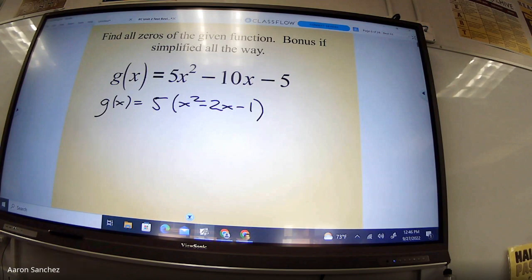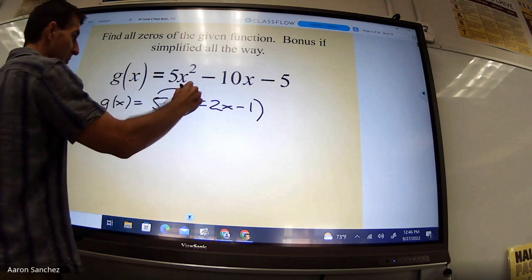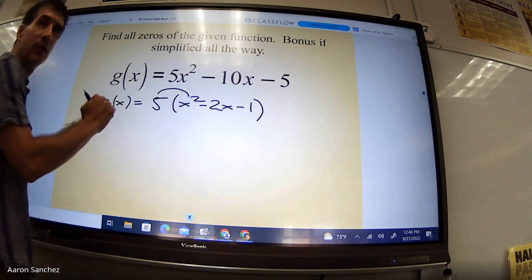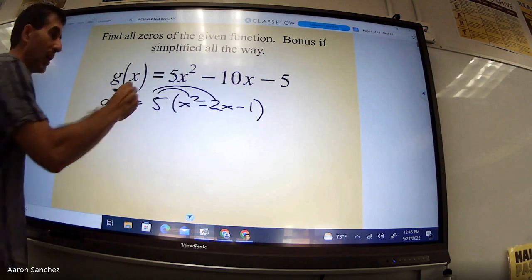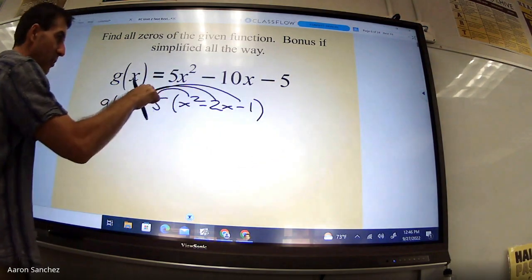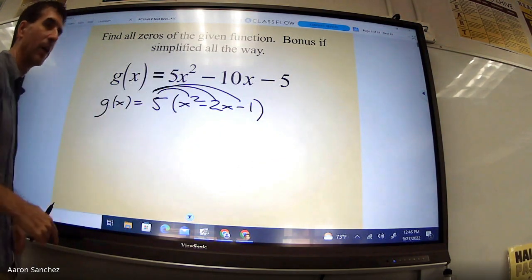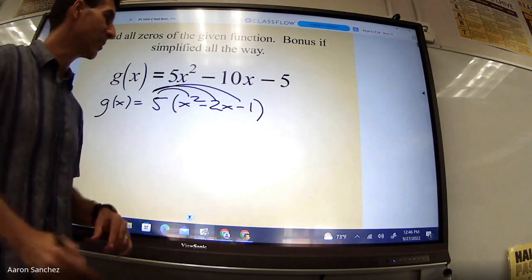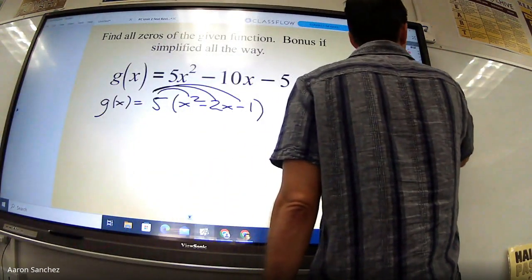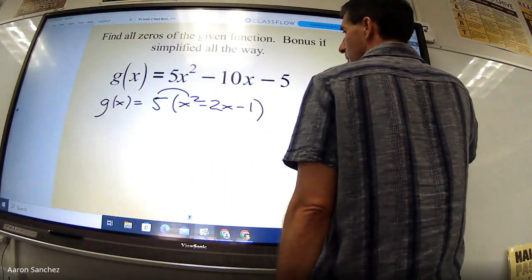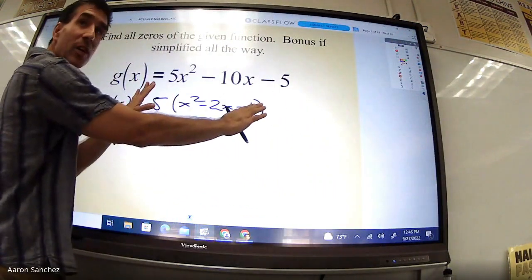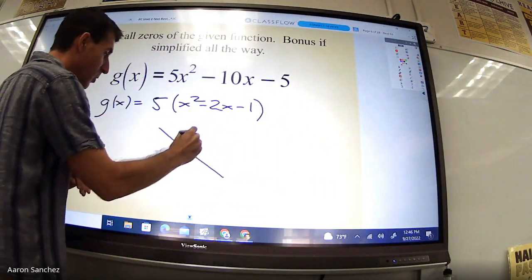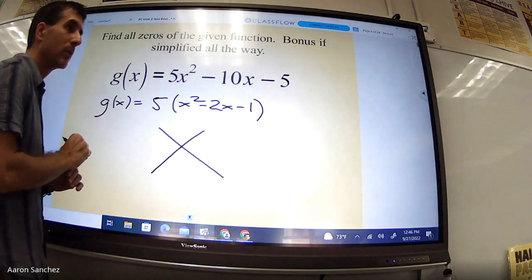Okay, if I multiplied this and I said 5 times x, is it 5x squared? Yes. If I said 5 times negative 2, is it negative 10x? And if I said 5 times negative 1 is negative 5. So this equals that. I just took the 5 out. Now, why is this easier? Yeah, I could just ignore the 5 and look at this, and I don't need to do x box parentheses.